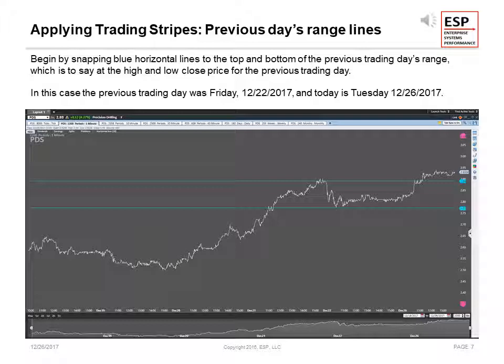To apply trading stripes to a chart, begin by snapping blue horizontal lines to the top and bottom of the previous trading day's range, which is to say at the high and low close price for the previous trading day. In this case, the previous trading day was Friday, 12/22/2017, and today is Tuesday, 12/26/2017. So you can see that this can span over a weekend or holiday.